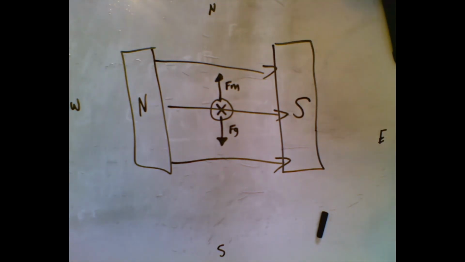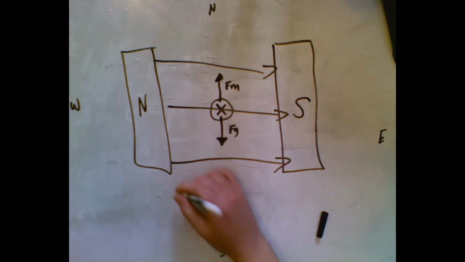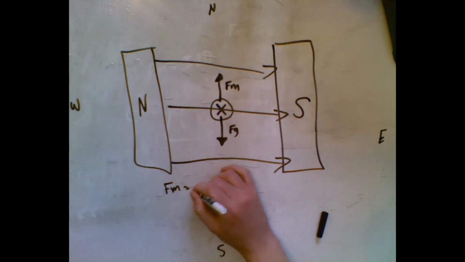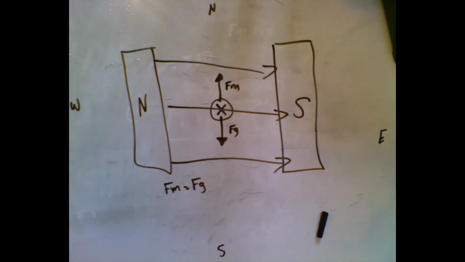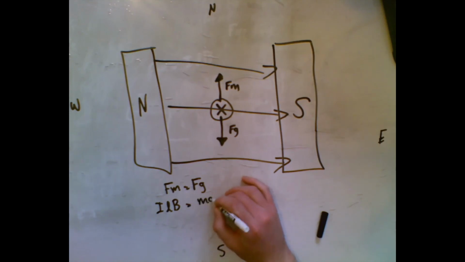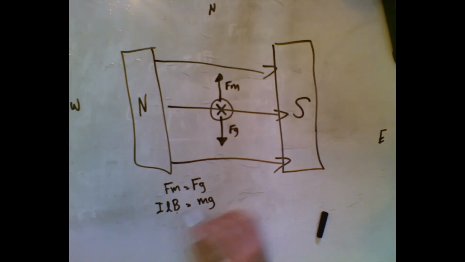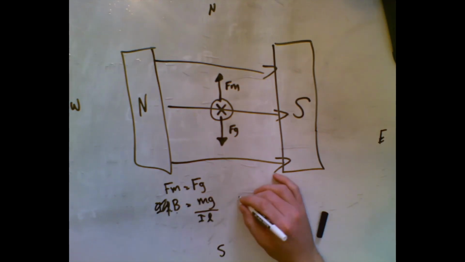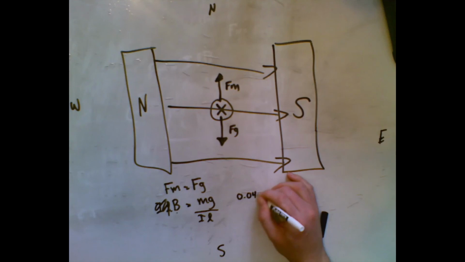And now if we want to do a calculation, because they're equal, because it's levitating, we can say Fm is equal to Fg. We break this down into our new formula, Fm equals ILB. You'll notice I use a handwriting L just because it looks like a 1 if I don't, so I use a handwriting L and then mg down here. So we're trying to find the magnetic field strength, which is B. So I move IL down below. And the mass of our wire is 40 grams, so 0.040 kilograms.